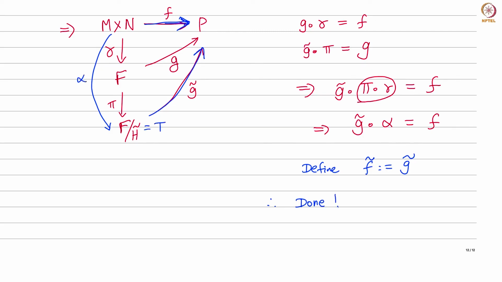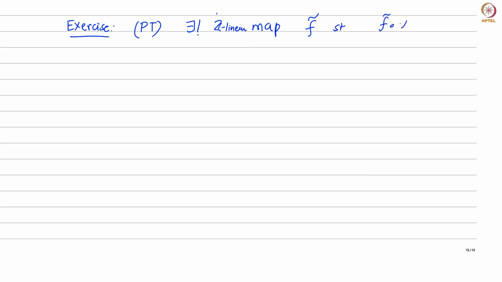satisfies the universal property. Okay, and again, not quite, we haven't fully done it, because we have to show such a G tilde is unique, but that again is the exact same proof as before. So I'm just going to leave that part as an exercise. Prove that there exists a unique such map F tilde. Okay, there's a unique Z linear map F tilde such that F tilde composition alpha is F.